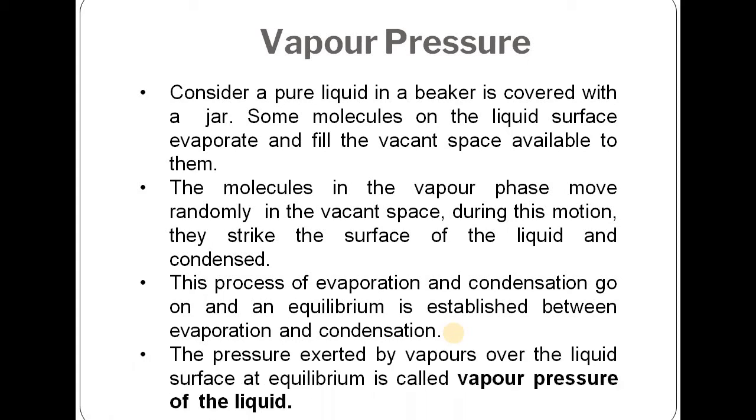Now the pressure exerted by vapors over the liquid surface at this equilibrium, when there is equilibrium between evaporation and condensation, that will be known as vapor pressure of the liquid. So how we can define the vapor pressure of liquid? It is the pressure exerted by vapors over the liquid surface at equilibrium, that is known as the vapor pressure of the given liquid.